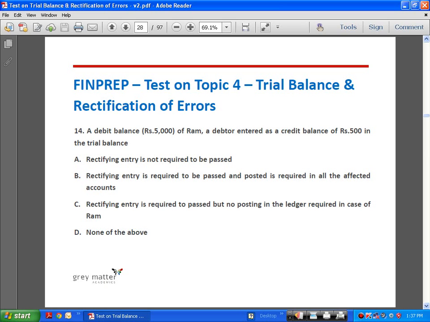None of the above. So the answer to this is C, because instead of putting 5,000 in the debit column, 500 has been put in the credit column. So all we have to do is remove 500 from the credit column and put 5,000 in the debit column. So there's no posting required in the ledger in order to rectify this error. So the answer is C.